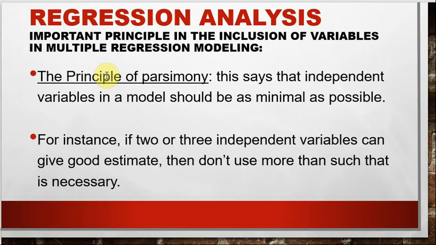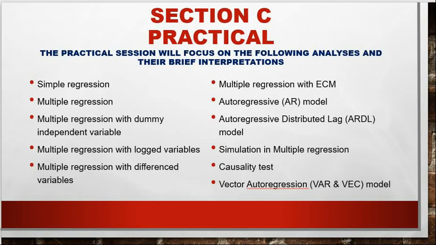So the principle is saying, for instance, if 2 or 3 independent variables are good enough to estimate our model, then why must you use more than that? Keep it as simple as possible. Okay, so that's the theory, and we're going to apply it at certain points in this training, and I'll call your mind back to it.